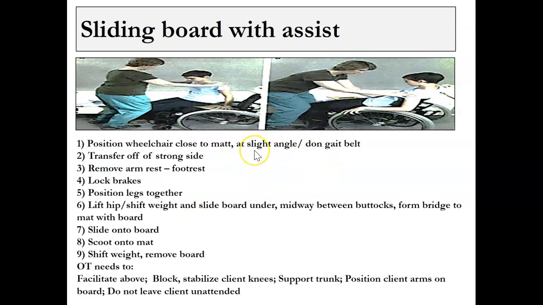Position the chair as close to the mat as you can. Transfer off the strong side again, lock everything, position legs. In this case, usually you're locking their legs between your legs. Sometimes it's a double amputee, they may not have legs. So they're getting the board underneath one cheek, and they start sliding, scooting and sliding and scooting and sliding.